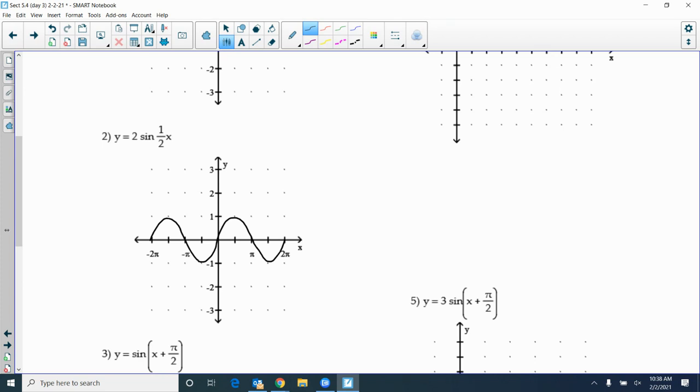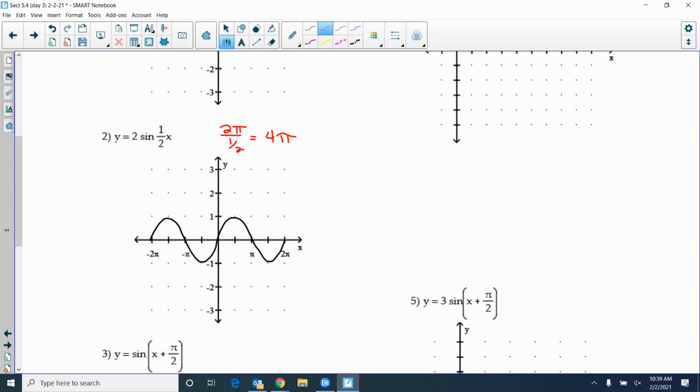Well, what does the 2 do? The 2 makes it stretch. What does the 1/2 do? Make sure you understand what it changes. It changes the period. The period is now 2 pi divided by a half, which becomes 4 pi. So for this one, it stretches it. What's it gonna look like from 0 to 2 pi? If you think of it as half from 0 to 2 pi, then this whole thing would now be all the way stretched to 4 pi.